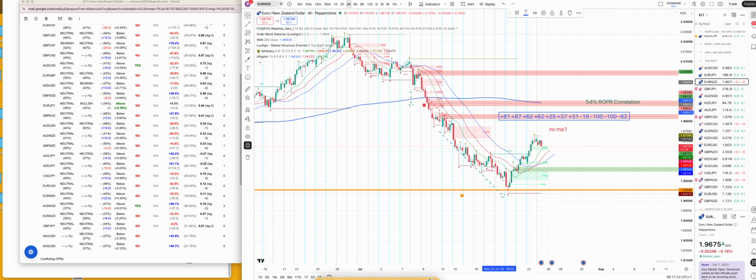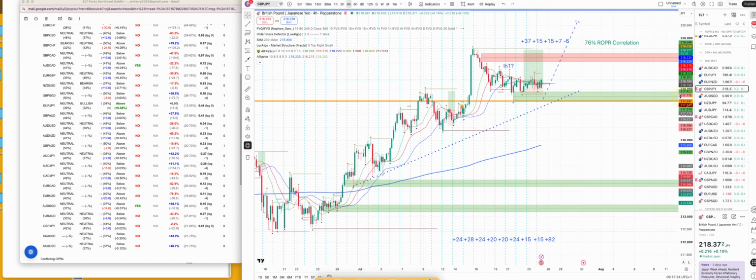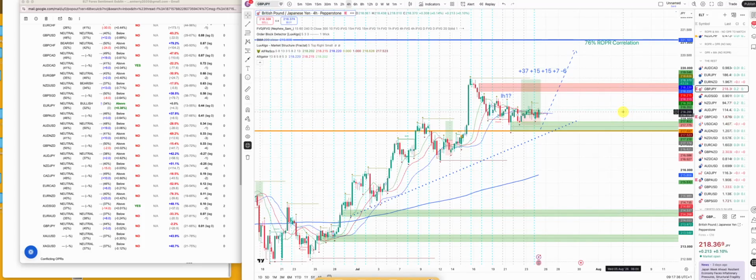Pretty bullish on the Euro New Zealand, but neutral minus 78. Maybe I need to keep an open mind on that one. Pound yen. It's just doing the move, isn't it? But yeah. So let's have a look at the numbers. Pound yen. Neutral minus 2.